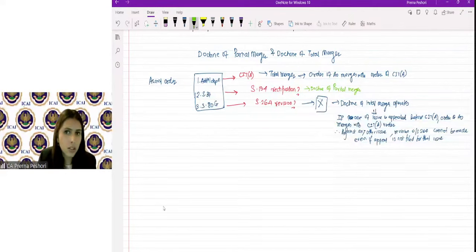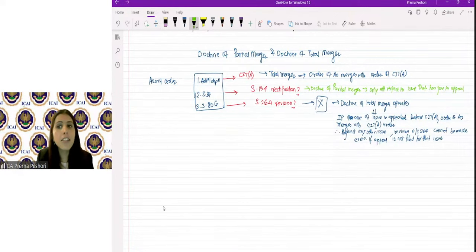Now, what is the partial merger? Partial merger says that only with respect to the issue that has gone to appeal, the order of AO merges with CIT appeal. Only with respect to that issue. So I can go for 154 application, because here the doctrine of partial merger applies.